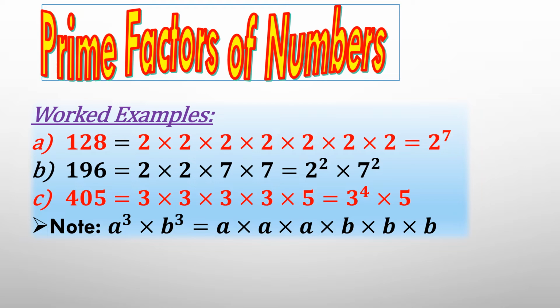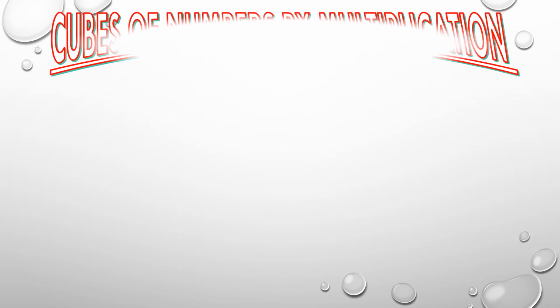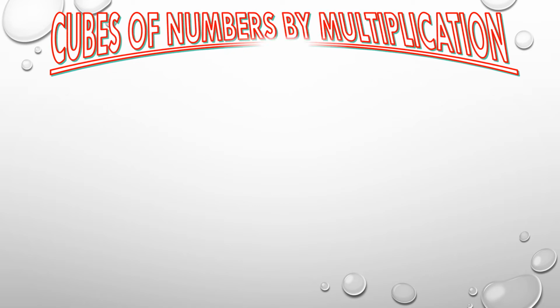And you're supposed to note that a to power 3 multiplied by b to power 3 is equivalent to saying a multiplied by a multiplied by a, and b multiplied by b multiplied by b, which means that a is multiplied 3 times and b 3 times. Then I want us to look at how we can find the cubes of numbers by multiplication.